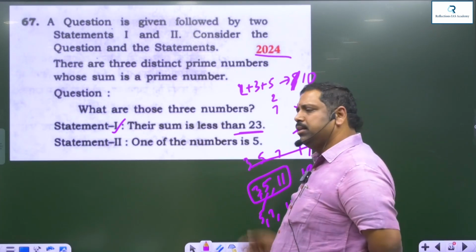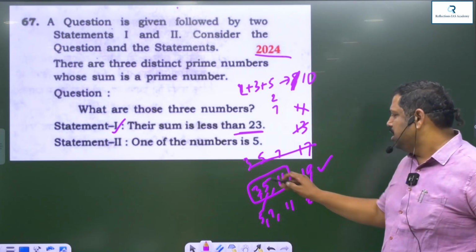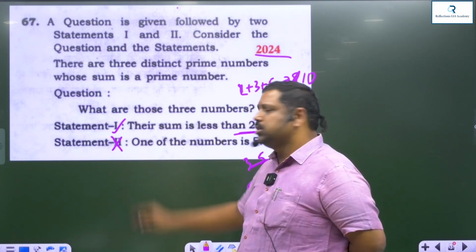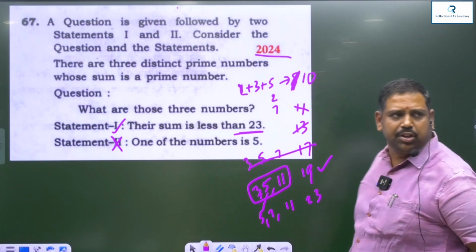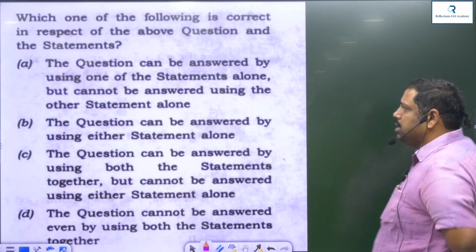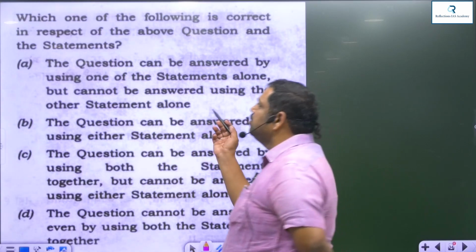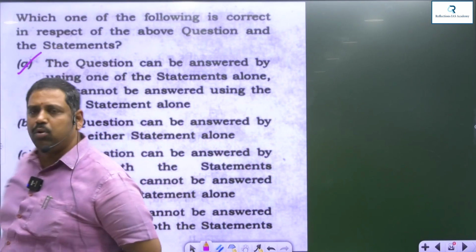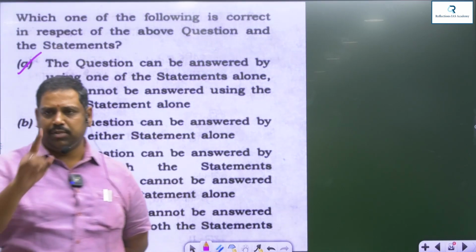One of the numbers is 5. If one of the numbers is 5, you can't give the other numbers, right? Is the second sufficient or not sufficient here? So only one is sufficient to answer the question. That means the question can be answered using one of the statements alone, but cannot be answered using the other statement alone. So the answer is the first option.